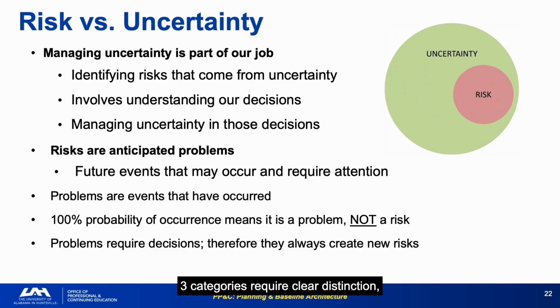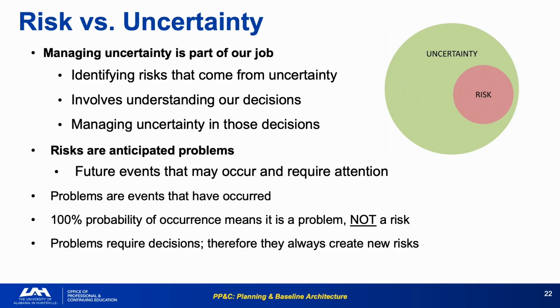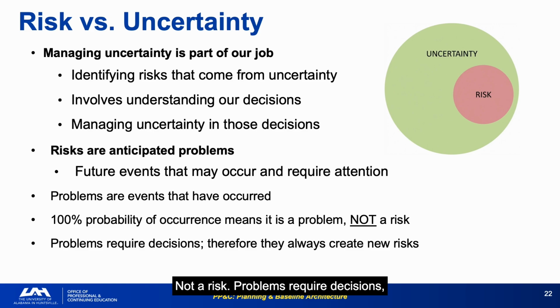Three categories require clear distinction: uncertainty, general future unknowns; risks, anticipated future problems with some probability; and problems, events that have already occurred with 100% probability. Problems are events that have occurred. 100% probability of occurrence means it is a problem, not a risk. Problems require decisions. Therefore, they always create new risks. This chain drives both the reserve posture and the forward risk register.